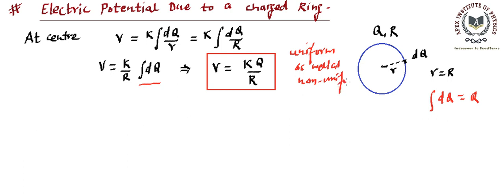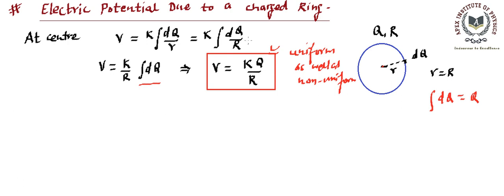So in case the charge distribution is non-uniform or uniform, both cases will have the same formula. The potential at the center of a ring, whether the charge is uniformly or non-uniformly distributed, came out to be kq upon capital R. Now we know in case of electric field, if the charge distribution is non-uniform, we may not get the same field at the point O, but potential remains the same. So that's an important aspect we need to keep in mind.